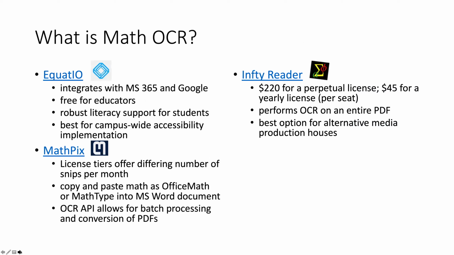So Math OCR, I just want to make this as simple as possible. I'm just taking a picture of math in a PDF, and I'm converting it into an accessible format. That really is all it is. I can talk to you about JavaScript libraries and other things, but I don't want to put you to sleep. Really, you're taking a picture of some math in a PDF, and you're putting it into an accessible format. That's really all it is.